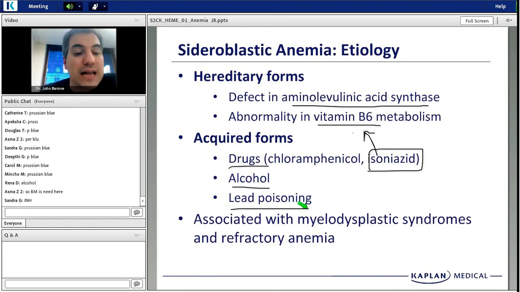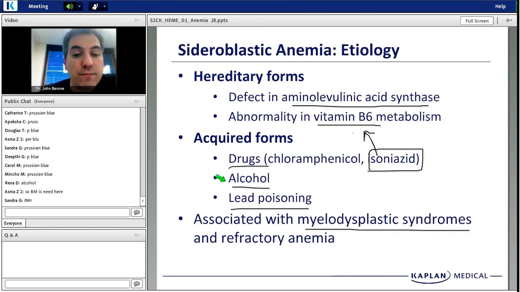Okay, so these are the classic forms. Now, one more. You can get ring sideroblasts with myelodysplasia. This is a pre-leukemic disorder. Pre-leukemia, myelodysplasia. Okay, so you'll see refractory anemia with ring sideroblasts. That's a form of myelodysplasia. Myelodysplasia, pre-neoplastic.